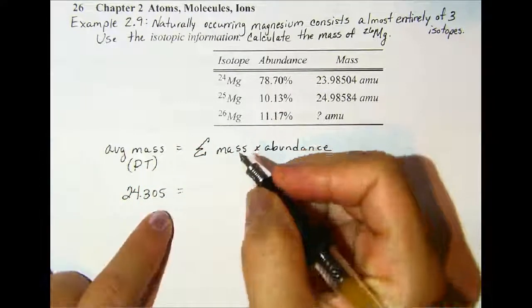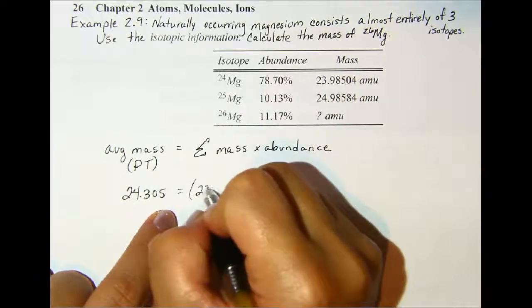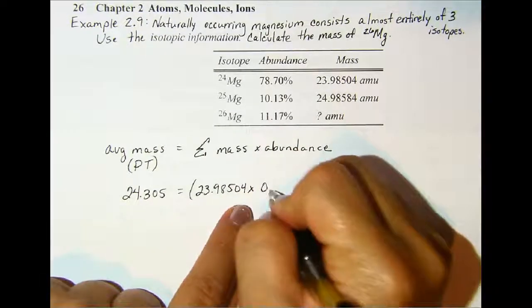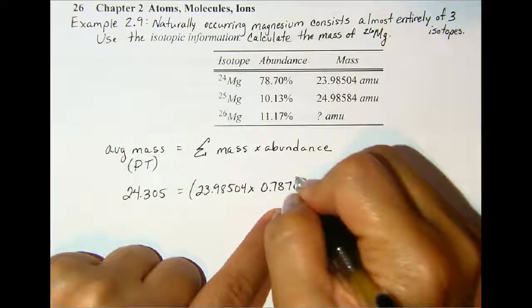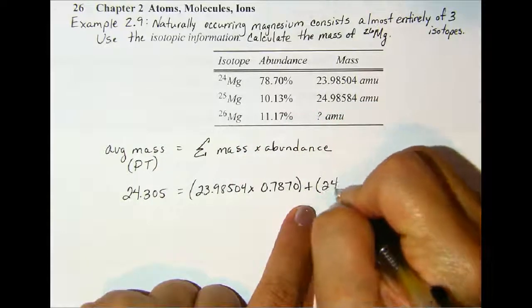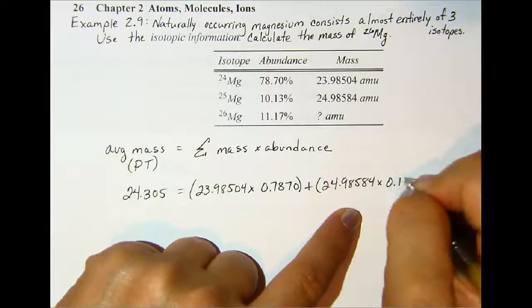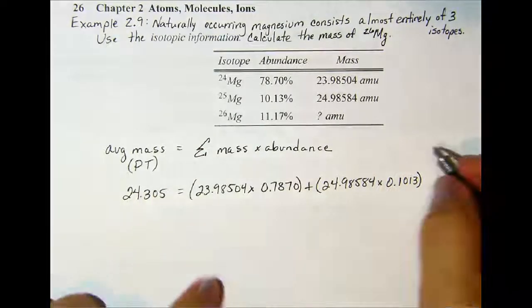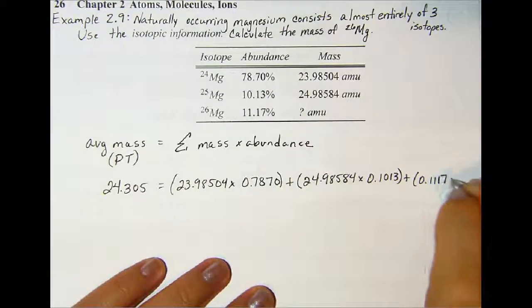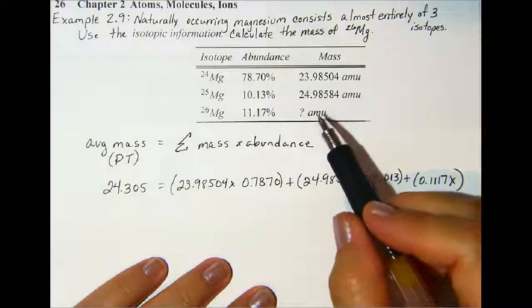24.305, equals the mass of magnesium-24, which is 23.98504, times its abundance, 0.7870, plus the mass of magnesium-25, 24.98584, times 0.1013, and we'll add that to 0.1117x because we don't know what this mass is. So it's this times this, and this is what we don't know.